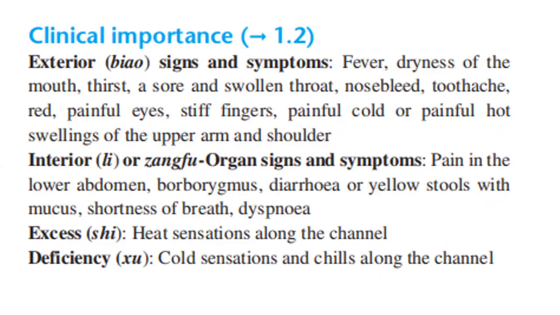Clinical importance. Exterior signs and symptoms: fever, dryness of the mouth, thirst, a sore and swollen throat, nosebleed, toothache, red, painful eyes, stiff fingers, painful cold or painful hot swelling of the upper arm and shoulder. Interior or pertaining organ signs and symptoms: pain in the lower abdomen, vertigo, diarrhea or yellow stools with mucus, shortness of breath, dyspnea. Excess: heat sensation along the channel. Deficiency: cold sensation and chills along the channel.